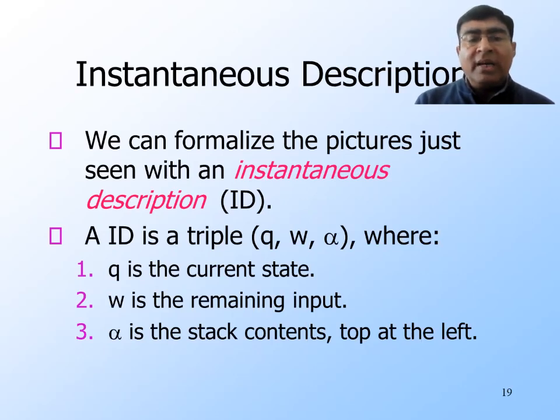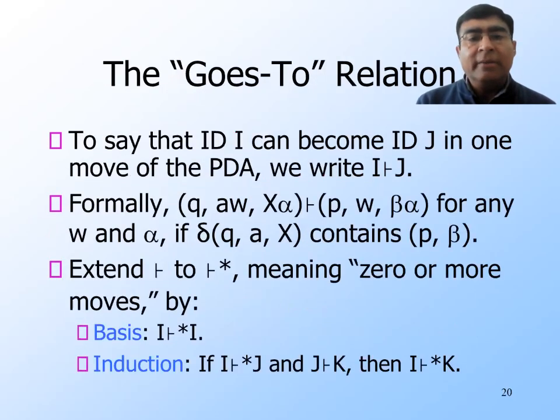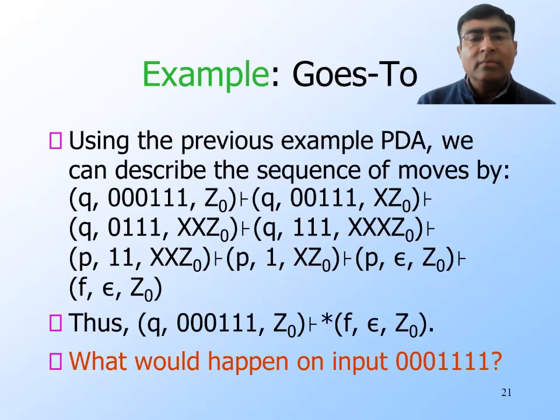We can explain these moves with the help of the instantaneous description of the PDA. What is the instantaneous description, or we can say the ID? It will show all the moves of the PDA. So you can see at the state Q, I am giving the string 0001111. At that time, the top of the stack is Z0.